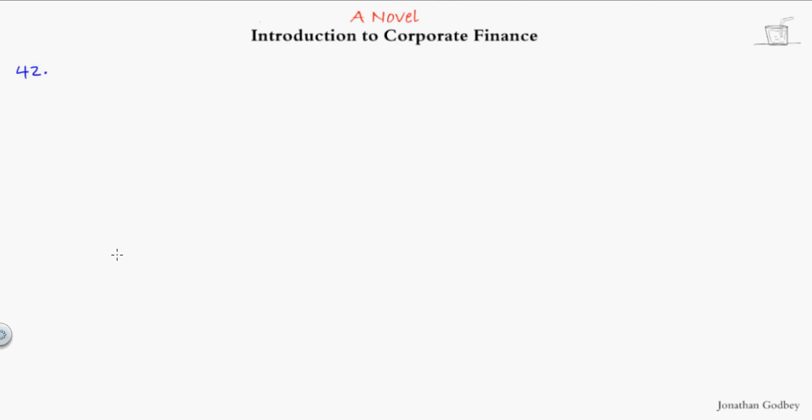Okay, let's take a look at number 42. Which loan has a lower interest rate? Do it like this. Let's look at loan A. We'll draw the timeline for it and determine what its interest rate is. It's $100,000, and so minus 100,000, and we have 5 payments, 1, 2, 3, 4 to 5 of $23,000 each.